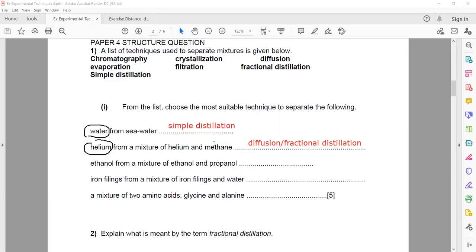If you want to separate two or more miscible liquids or two or more gases which are mixed together, we can use diffusion specifically for gases, and fractional distillation if they are miscible, they mix with each other. So first we convert the gas into liquid and then separate them on the basis of the boiling point. Ethanol, from a mixture of ethanol and propanol. So two alcohols are there, they're completely mixed together as they're both liquid. So whenever two or more miscible liquids are there, we can use fractional distillation.